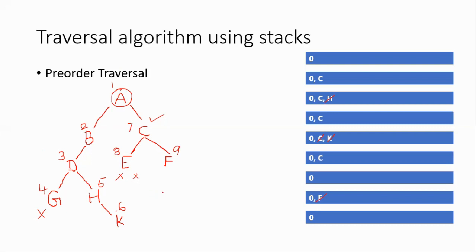So now let us recall. Our path is going to be A, and the next is B and D, then G, H, then K, then C, and the next ones are E and F. So this is the traversal that gives the path for a pre-order traversal: A, B, D, G, H, K, C, E, F. Okay. Now let us consider one more tree.